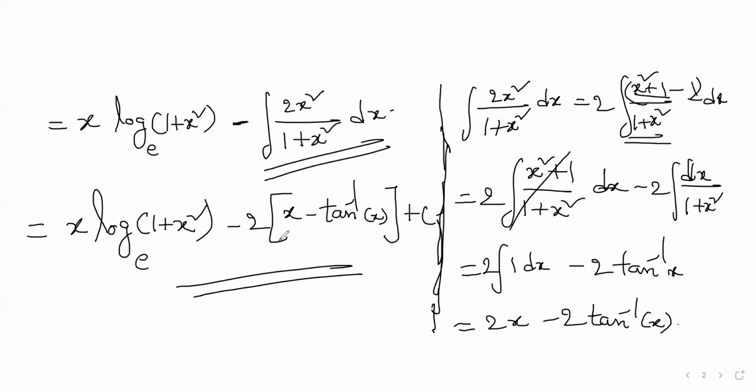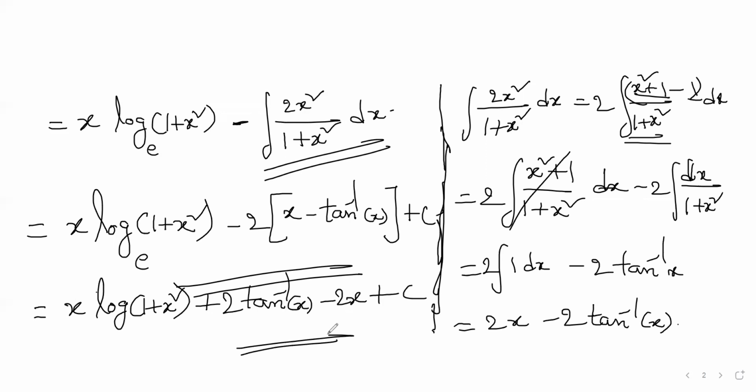The answer can be given in any form they like. So in a simple form, you can write it like x log 1 plus x square, multiplying the negative sign, plus 2 tan inverse x minus 2x plus constant. And that's the required answer for you. Okay, so with that, our problem is over, and then let's solve the next one.